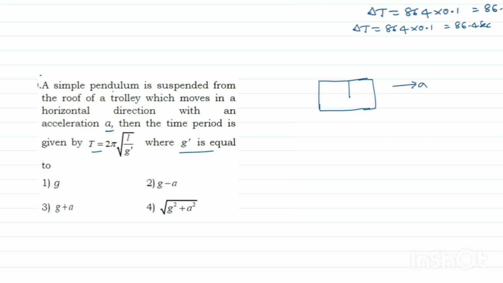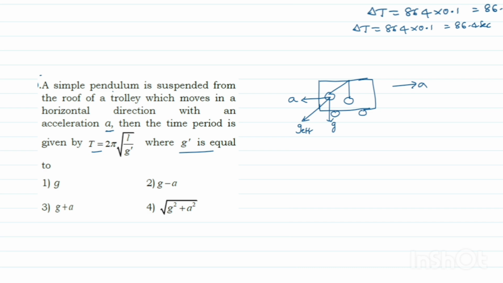When you are suspending a simple pendulum in an accelerated frame of reference, we can talk about pseudo forces. The pseudo force acts opposite to the direction of the acceleration. This pseudo force causes a pseudo acceleration, directed to the left side, and g acts downwards. The net g value, g effective, acts along the diagonal according to the parallelogram law of vectors.